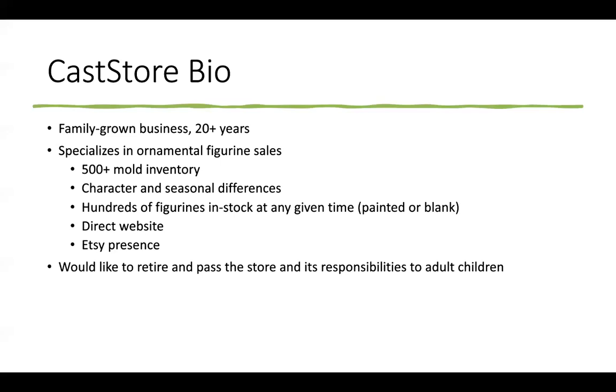The molds are different characters. You could think of things like trees and owls and bunny rabbits. Some of them are seasonal, Easter centric, other holiday type centric, figurines. And when the molds are cast, then she ends up with hundreds of those as well that can be in stock at any given time. So she sells them either finished or painted, and she also sells them as blanks.